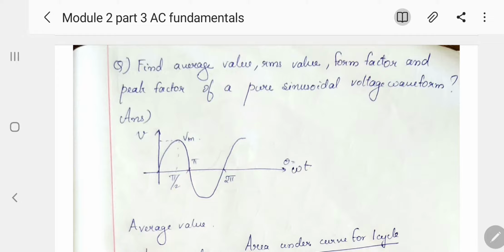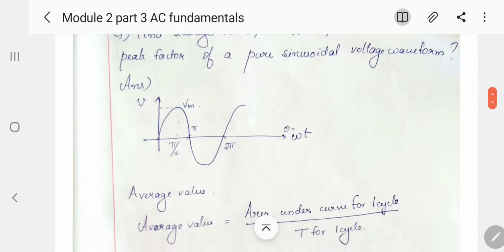Let us consider first the pure sinusoidal waveform. One more thing, when we are given any standard waveforms like the pure sinusoidal waveform, half wave rectified waveform, full wave rectified waveform, they will not give you the waveform in the question paper. You have to draw it by yourself. So for such standard waveforms, you should be aware of how to draw them. Let us move on to the first case, that is the pure sinusoidal voltage waveform.